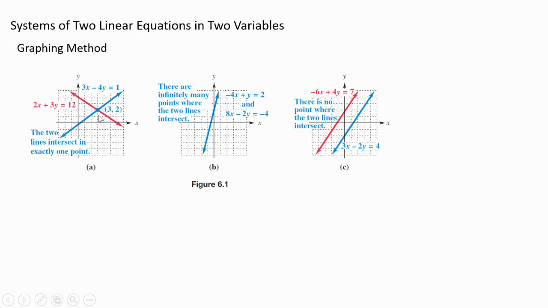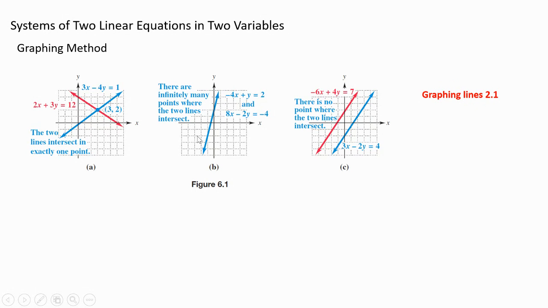So if the two lines intersect, that point is my solution. For example, the two lines intersect at exactly 1 point. So (3, 2) is a solution for those two equations. And here, this is called infinite solutions.